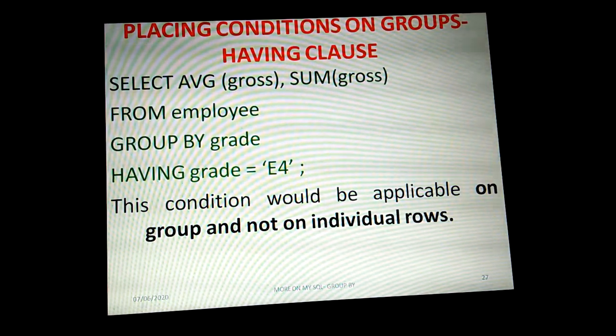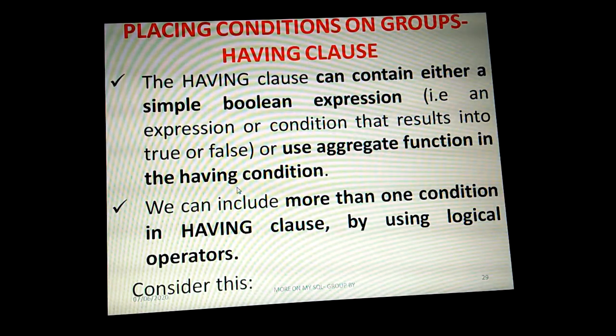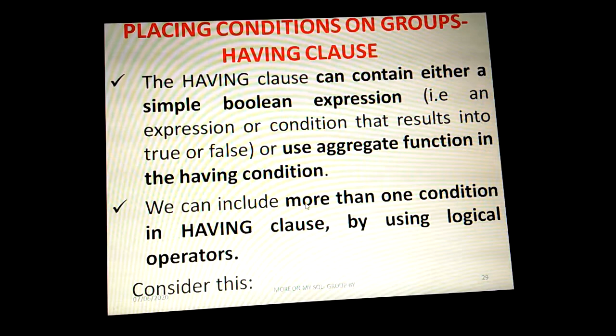See, like this, a simple boolean expression, or it may have aggregate functions also; we can use those. We can include more than one condition in a HAVING clause by using logical operators. We are going to see examples for this: the AND operator, the BETWEEN operator. All those operators are used when we want to include more than one condition. Here only one condition is used. If you want to include another condition, we can make use of the AND operator or the OR operator in the HAVING clause.